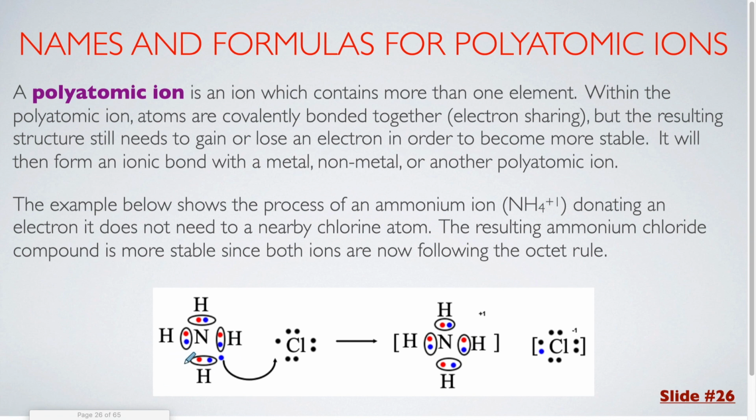So here we have nitrogen, which starts with 5 electrons shown in blue. 4 of them are going into the bonds for the hydrogen, so it would now have a stable octet with just those. This extra electron is no longer needed, so it can now be transferred over to a chlorine atom. That results in the positive and negative charges, which we would typically associate with an ionic bond.